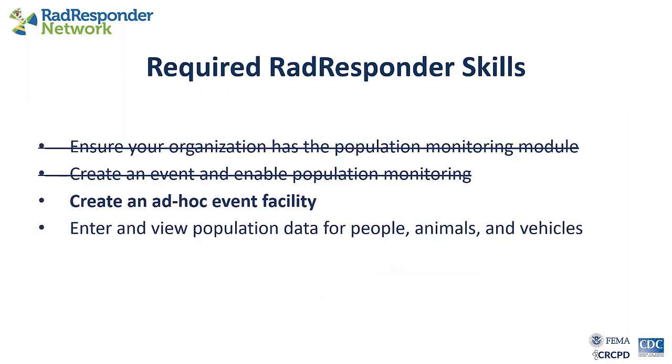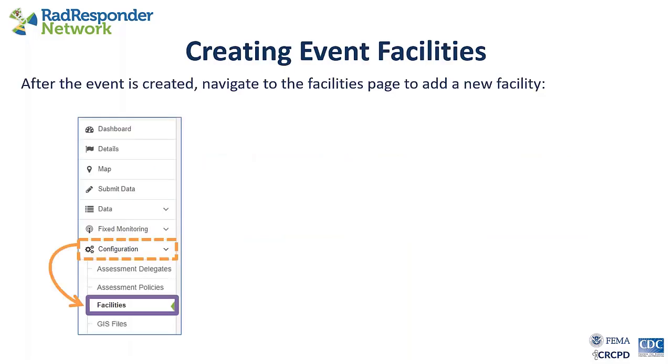So next we'll talk about creating an ad hoc event facility. So we are not going to be using any of your real CRCs or real organization facilities for this drill because we do want this to be in an exercise environment. When you create your event, you'll go directly to the facilities page by expanding the configuration tab on the left-hand side of the event homepage and selecting facilities.